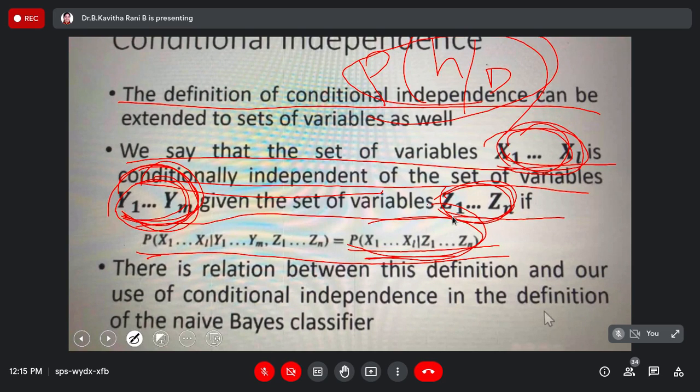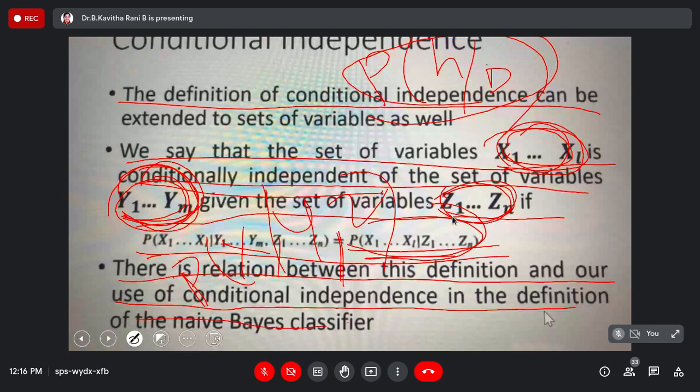So now what we are doing? Here we are assuming probability of x given y comma z. So this we are using here. So there is a relation between this definition and our use of conditional independence in the definition of the Naive-Bayes classifier. So this is the difference or relation between the Naive-Bayes classifier and Bayesian belief networks.